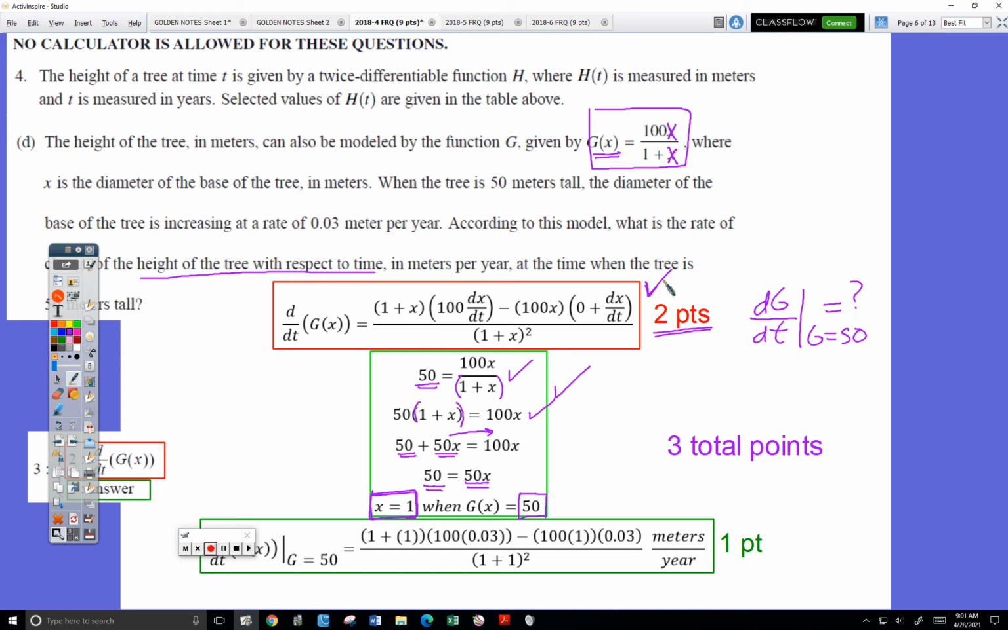So we take our formula and plug everything in. dg/dt when g is equal to 50 means I have to plug into this formula an x value of 1, because the diameter of the tree is 1 when the height is 50. I don't need to do any computation, so I stop. That will earn me the third of the 3 points. 2 points for finding that derivative dg over dt, 1 point for doing this work to find that x is equal to 1, and then for plugging it in, that would be the final point. You don't have to show this work. You do have to find that x is equal to 1.